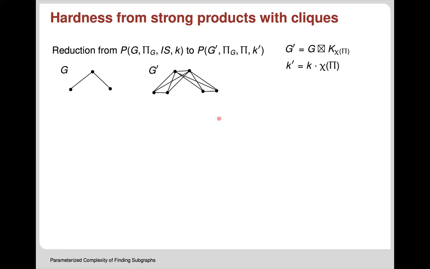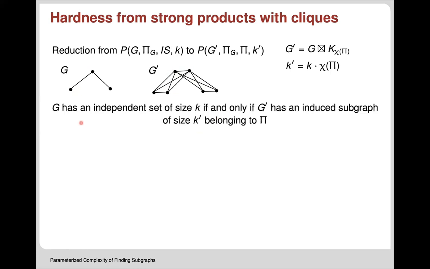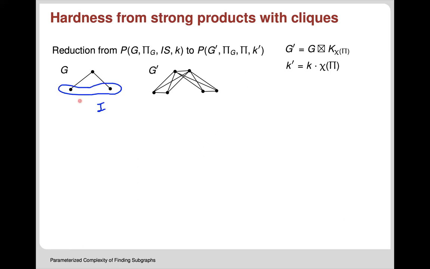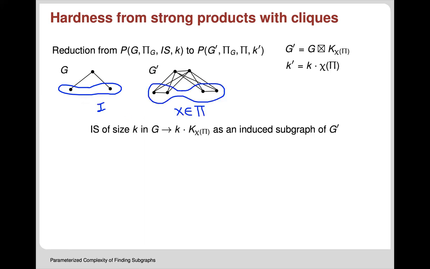Okay, so now we want to prove that G has an independent set of size k if and only if G prime has an induced subgraph of size k prime that belongs to pi. So first assume that we have an independent set of size k. You can easily see that if I have an independent set of size k in G, then every independent set will just give me a clique of size chi of pi.